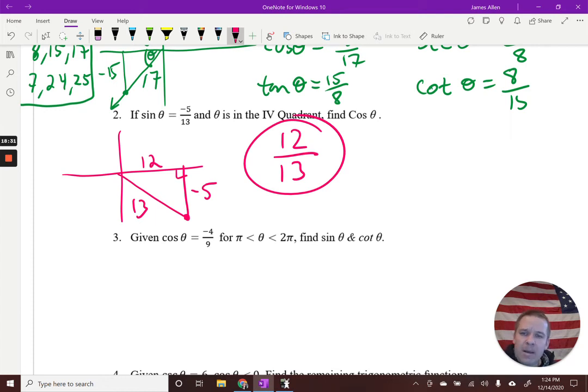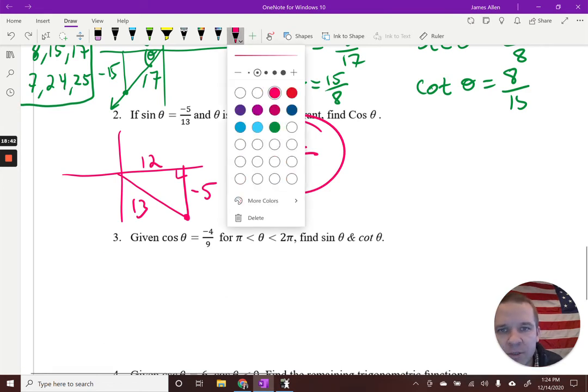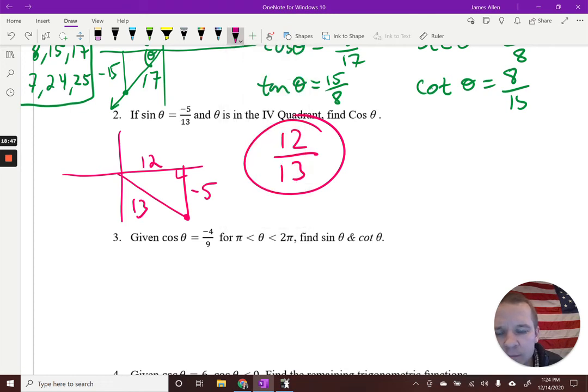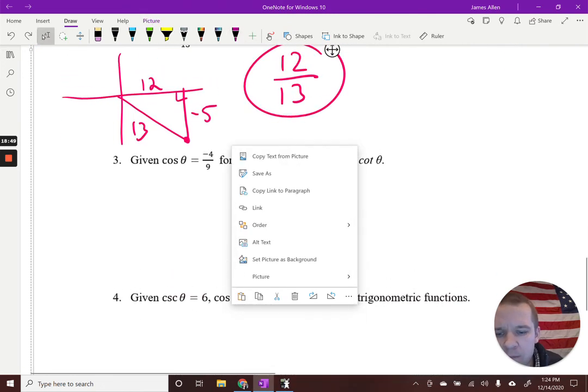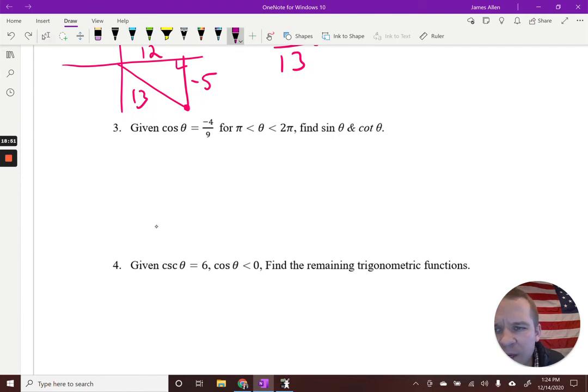Okay. Cool. Next one. That's not a triple right there. So cosine is negative 4 over 9, and it's between pi and 2 pi, which means it's somewhere in quadrant 3 or 4, right? I'll change colors here so we don't get stale. I'm going to go with purple. Well, where is cosine going to be negative? That's going to be in the third quadrant. So I'm going to go ahead and draw my triangle over here.